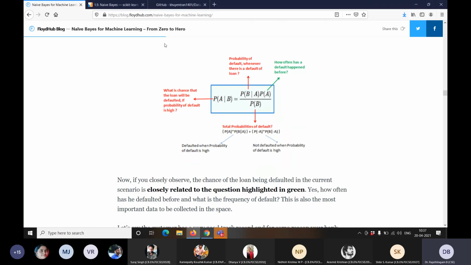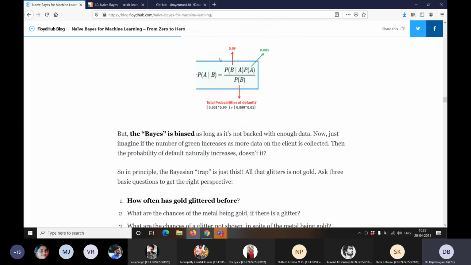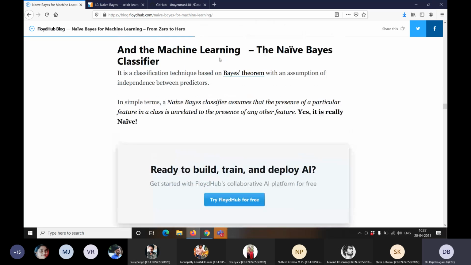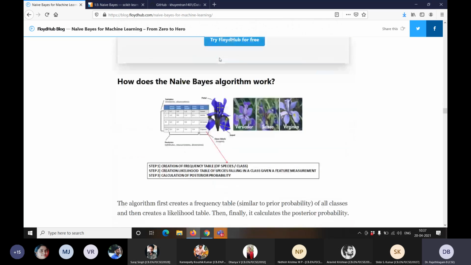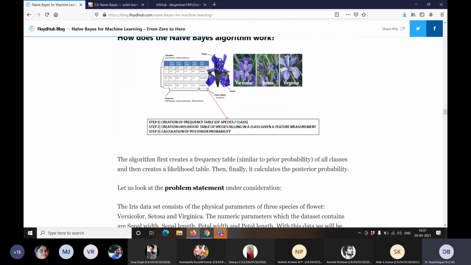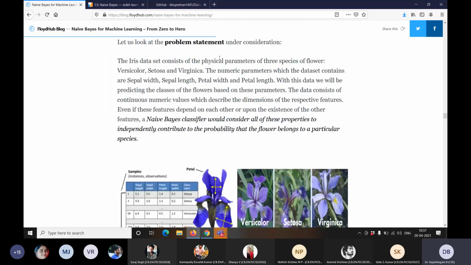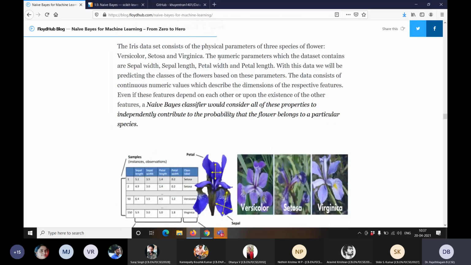so what is this P of A given B? This is another example of loan default. Next we will look at the naive Bayes classifier. How does the naive Bayes classifier work? So let's take an example, the iris data set, which is a standard data set.